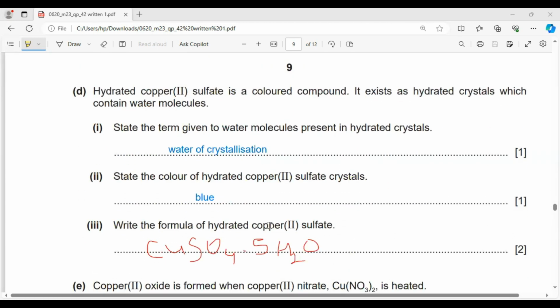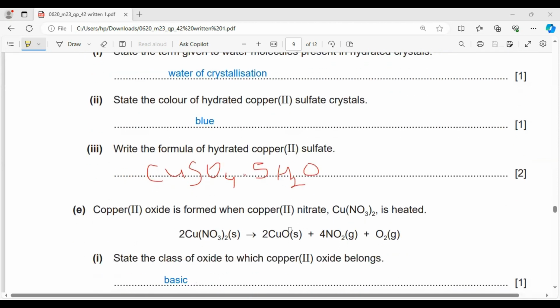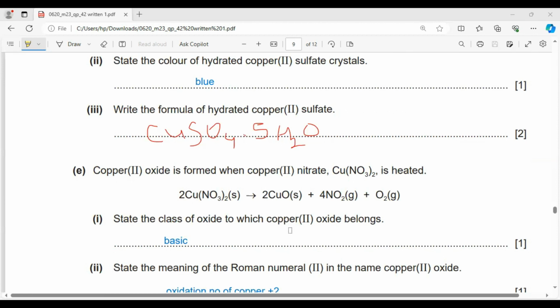Hydrated copper sulfate is a coloured compound. It exists as hydrated crystals which contain water molecules. State the term given to water molecules present in hydrated crystals. So when water is a part of any salt structure, it is known as water of crystallization. State the colour of hydrated copper sulfate crystals. So copper sulfate is blue in colour. Formula for hydrated copper sulfate is CuSO4.5H2O. So there are 5 moles of water present in one mole of copper sulfate.